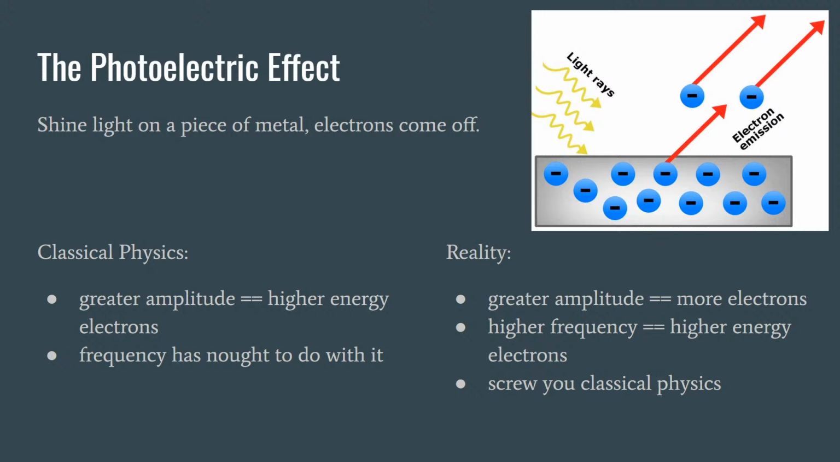Now, when you actually study this, greater amplitude does not affect the energy of the electrons. Instead, you get more electrons with brighter light. And instead, higher frequency is what gives you higher energy electrons. Or to put it another way, classical physics is just plain wrong when it comes to the behavior of light.